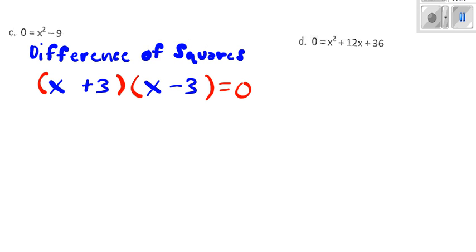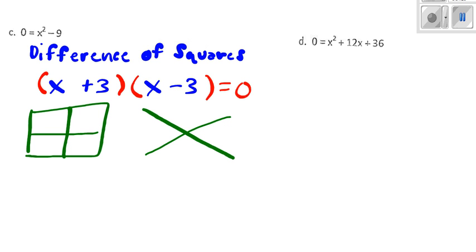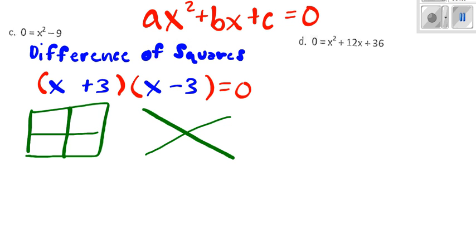Now, we could have done this problem using a diamond and generic rectangle. It would get us the same answer. So we can take a look at what we would have done. Okay, so remember our format is ax squared plus bx plus c equals 0. So in this case, our ax squared term is just x squared. And our c term is negative 9. So when we multiply them together, we get negative 9x squared.